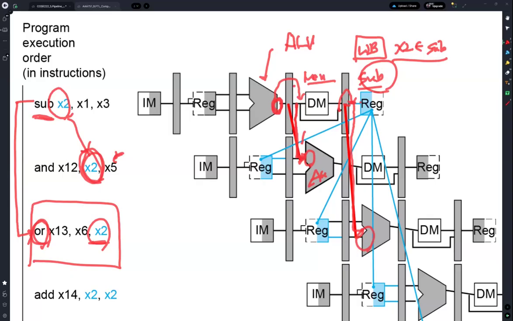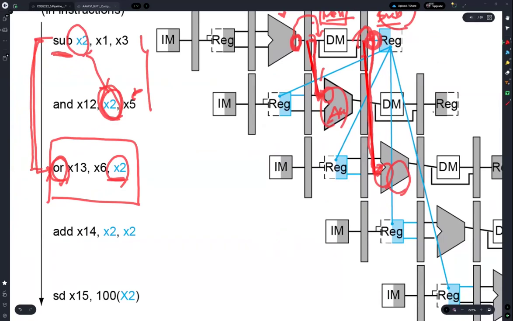So for this data dependency, the result of ALU, in the memory stage, is forwarded to the input of the ALU. Then how about this data dependency? For this data dependency, the data in write back is propagated to the write back stage via this memory write back pipeline register. So this data is forwarded to the ALU, right? Do you understand? Okay, it's a data forwarding.